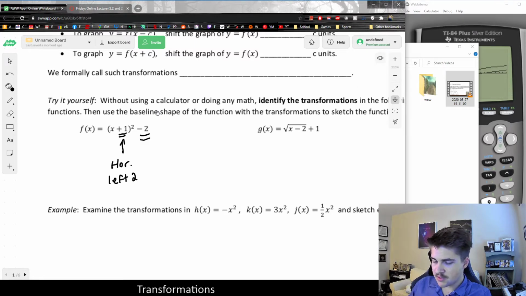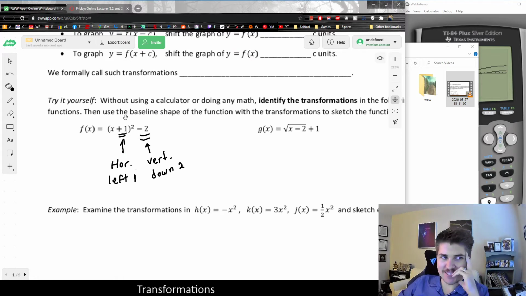And the minus 2, since it's on the outside, will be a vertical translation and it will be in the same direction as the sign. So this would be down 2 units. And sorry, that was horizontal left 1, not 2. I don't know why I put 2 there. I think I was getting ahead of myself. But basically both of these things will be applied.